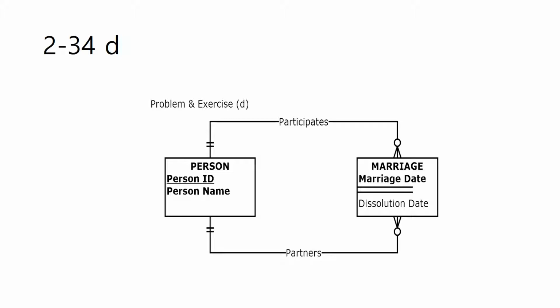And E, in history and even in some cultures today, there may be no legal restriction on the number of people to whom one can be currently married. Does the answer to part C of the problem and exercise handle this situation, or must you make some changes? If so, draw a new entity relationship diagram.